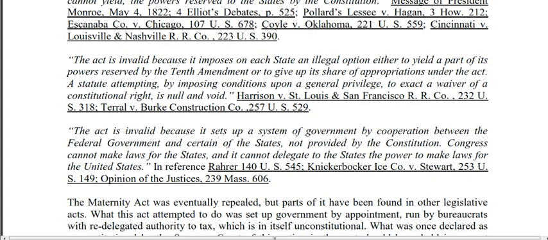In Harrison versus St. Louis and San Francisco Railroad Company, they ruled that the Act is invalid because it imposes on each state an illegal option either to yield a part of its power reserved by the 10th Amendment or to give up its share of appropriations under the Act. A statute attempting, by imposing conditions upon a general privilege, to exact a waiver of a constitutional right is null and void.